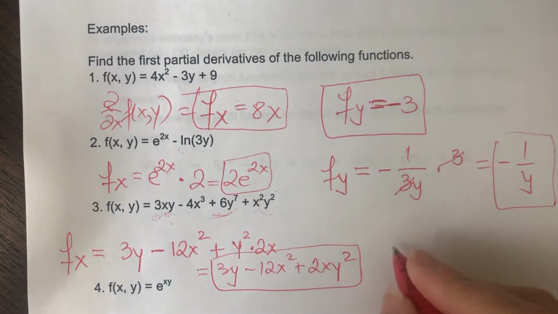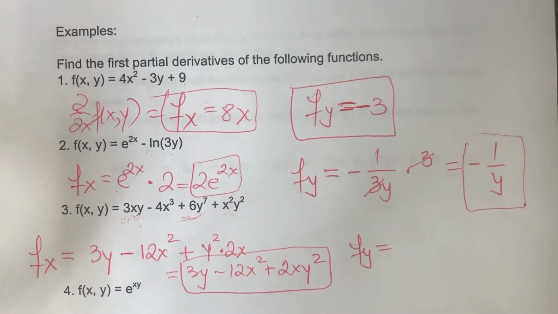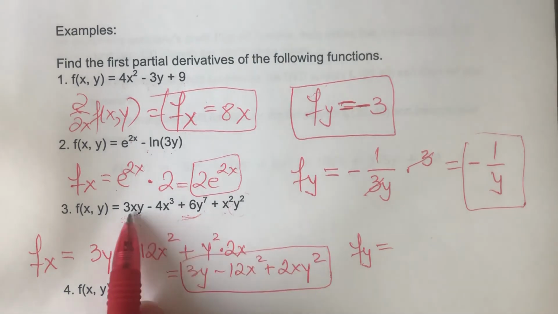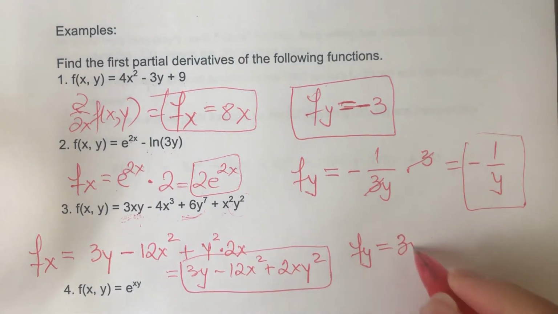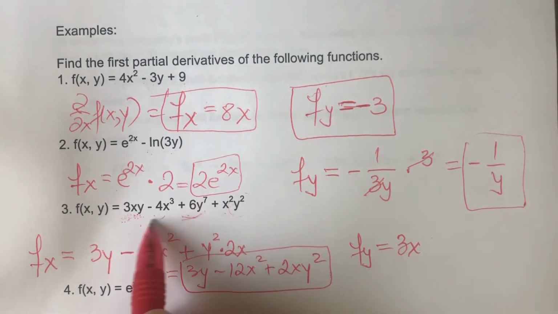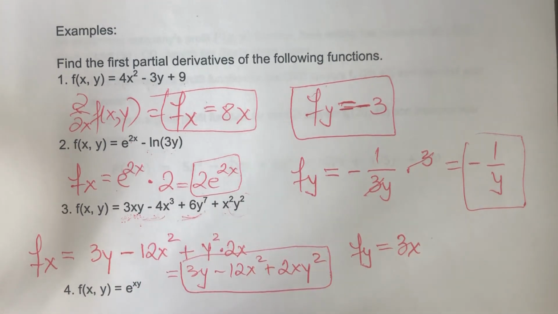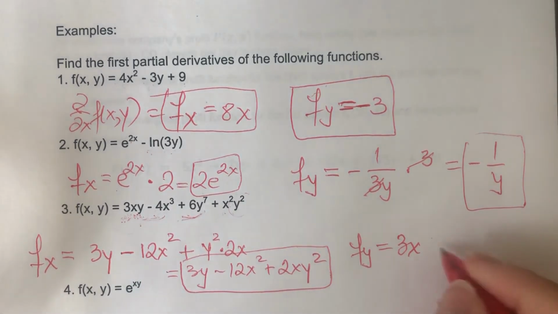Okay, so let's try fy. What is the derivative of this function with respect to y? 3xy, again, y is multiplied to 3x. That's its coefficient. So the derivative of that is 3x. That stays, times the derivative of y is 1. There is no y in here, so the derivative of 4x cubed goes to 0.